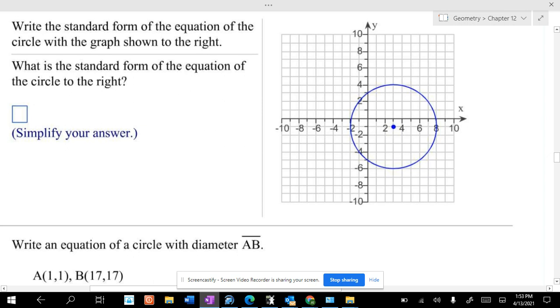Okay. On this one, our center is at 3, -1. To find the radius, you just go from here and you can go up 1, 2, 3, 4, 5. The radius is 5. From there, we can write our equation. X minus 3 quantity squared plus y plus 1 quantity squared equals 25.